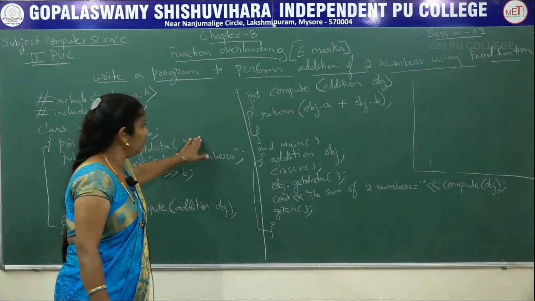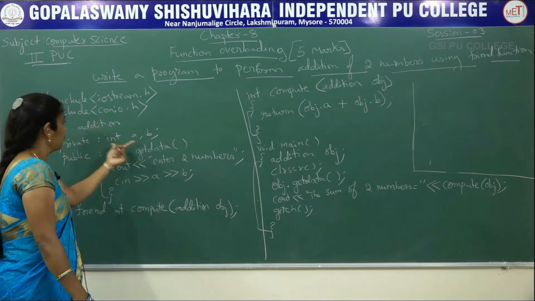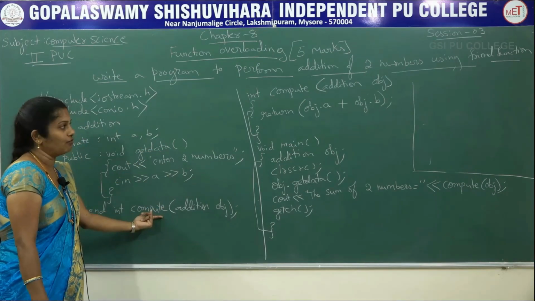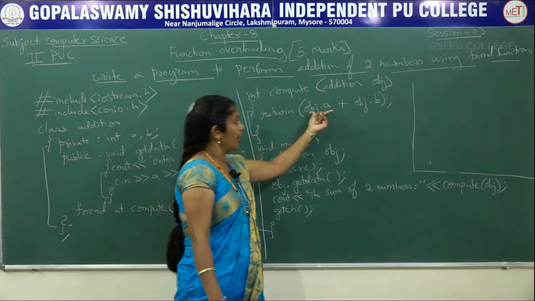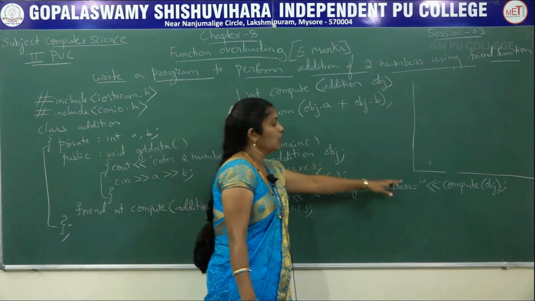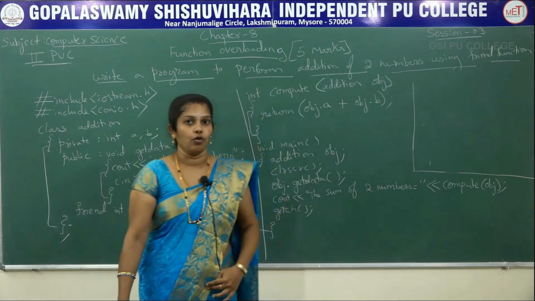Now is it clear for all of you? Once again to recall, addition is the class name, get data is a member function, compute is a friend function. To access the data members, object dot data members you have to write. While calling, we do not require an object. Now is it clear for all of you?